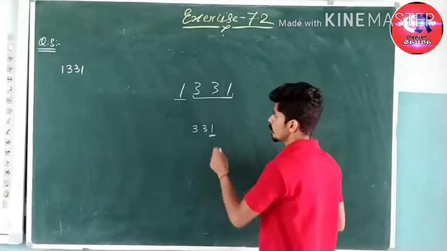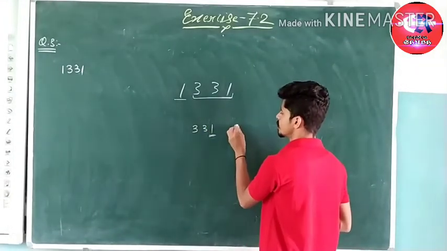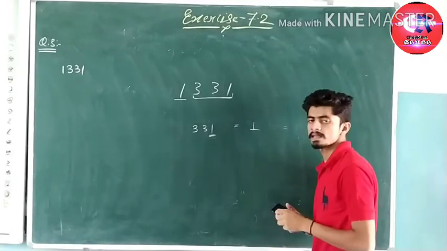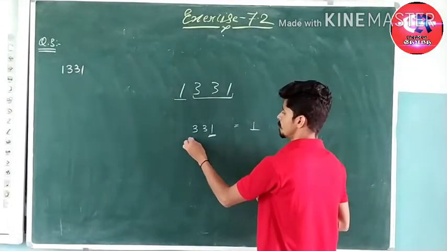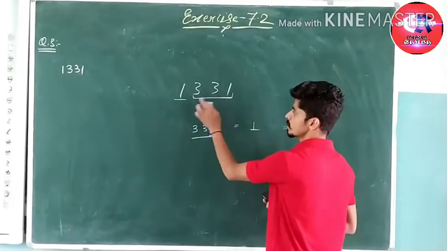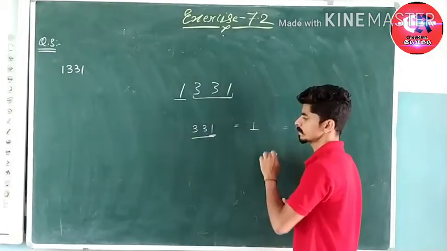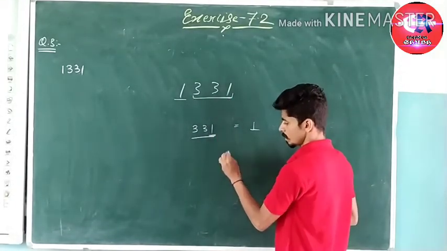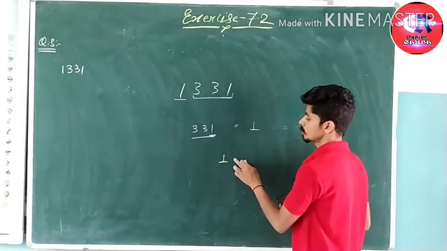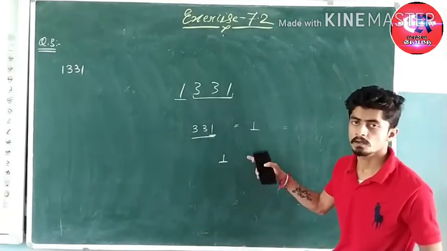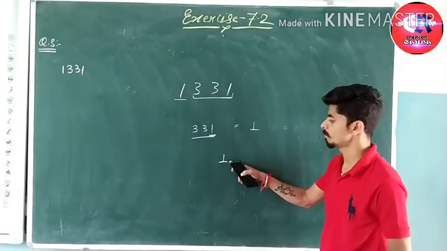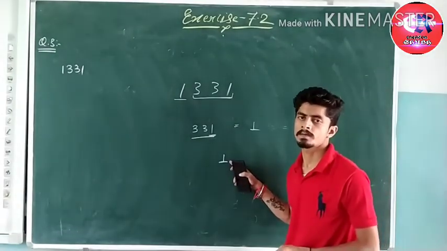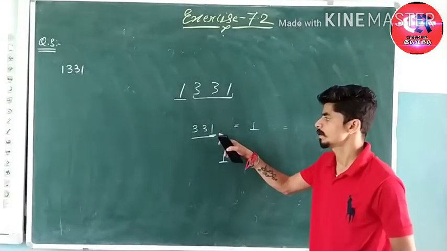So for the first group we find that the cube of 1 is equal to the unit place. So when we are considering the first pair, which is 331, we get the unit place of the cube root is equal to 1, because 1 is the only number whose cube is equal to 1.